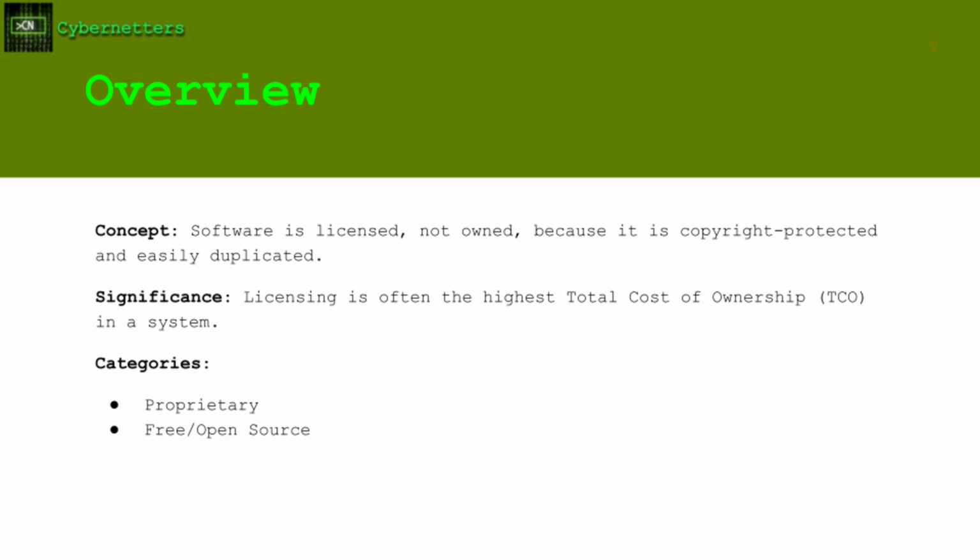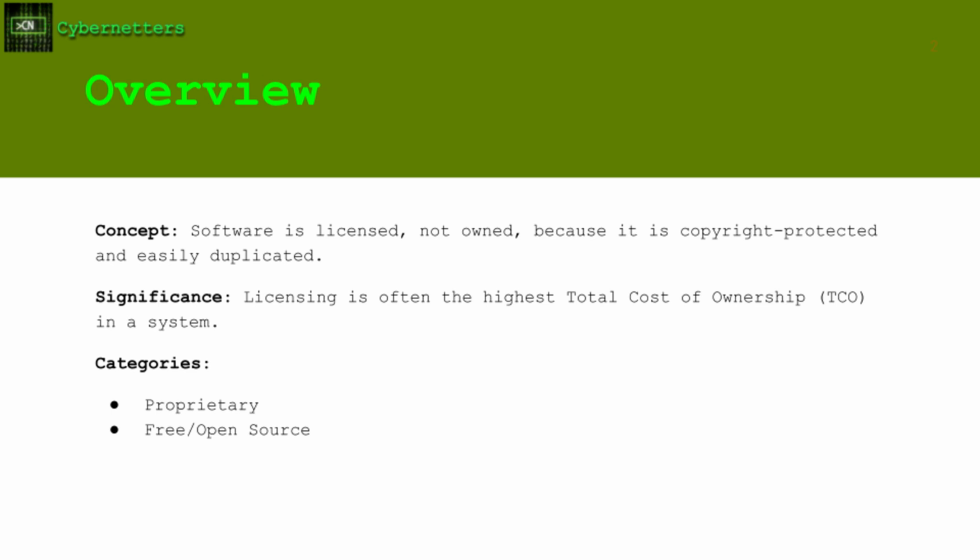Finally, there are two big categories of software licenses. Proprietary software. Think of it like renting a car. You can use it, but there are restrictions. The second one is free or open source software. Think of it as more like owning the car. You can customize it, share it, or even rebuild it if you want.